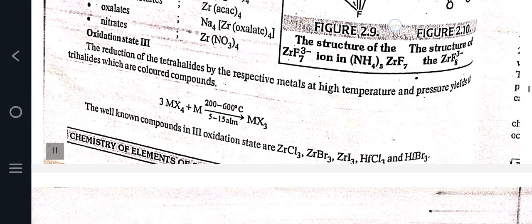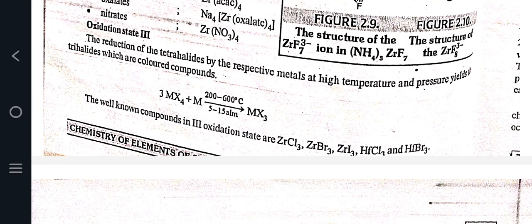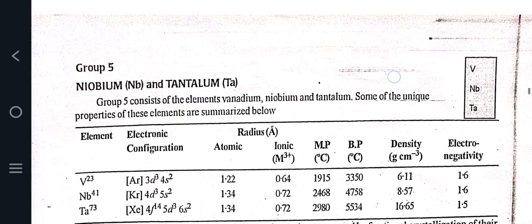Oxidation state 3. The reduction of the tetrahalides by the respective metal at high temperature and pressure yields the trihalides, which are colored complexes. The well-known compounds of the 3 oxidation state are ZrCl3, ZrBr3, ZrI3, HfCl3, and HfBr3.